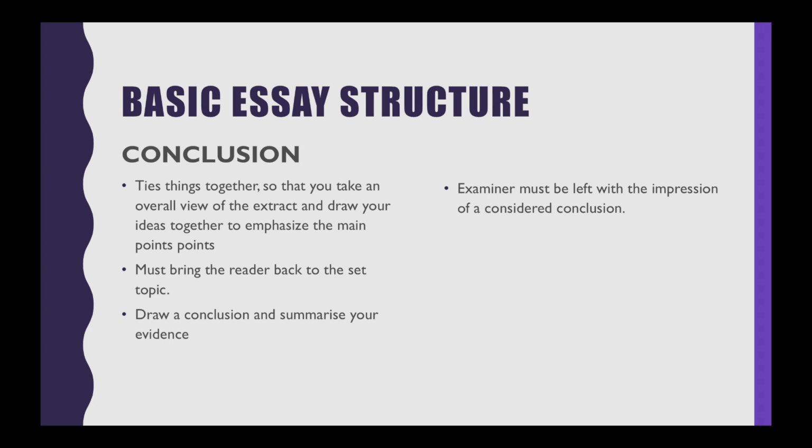So, basically, provide an effective, concise summary of the points you made in the middle section. You could also add some useful comments that place the extract in the context of the play as a whole. Last point to mention, your conclusion should be fairly short, just like the introduction was.